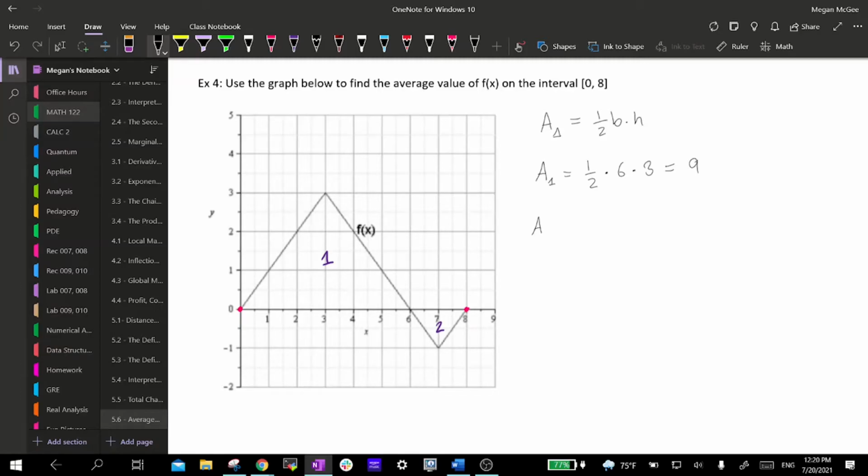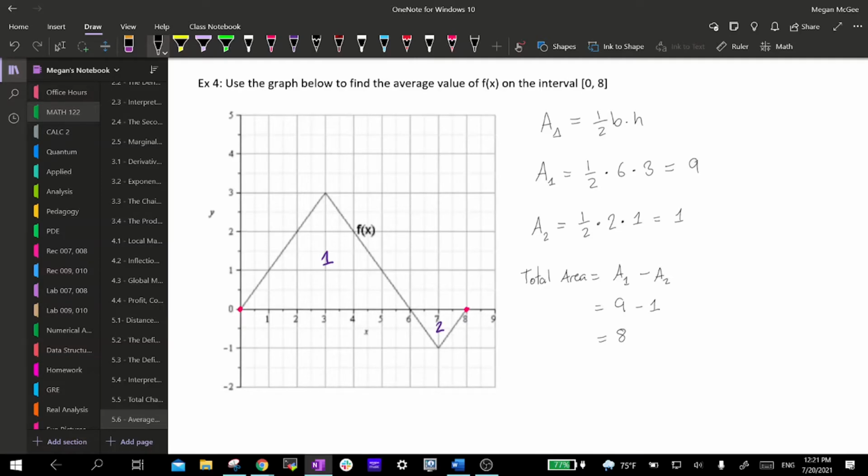Okay, so then we need the area of the second triangle. So similarly, we need 1/2 times the base. In this case, the base is between 6 and 8, so the base has length 2, times the height, which is 1. So we just end up with an area of 1. All right, but we've learned about signed area, right? So our total area is going to be area 1, counted positively because we're above the x-axis, minus area 2. So we have 9 minus 1.